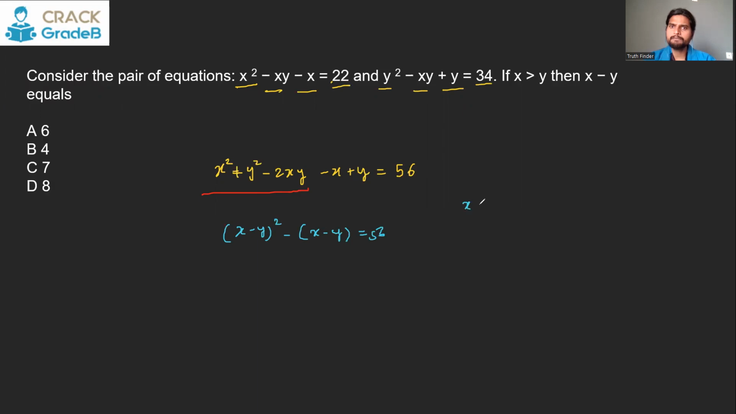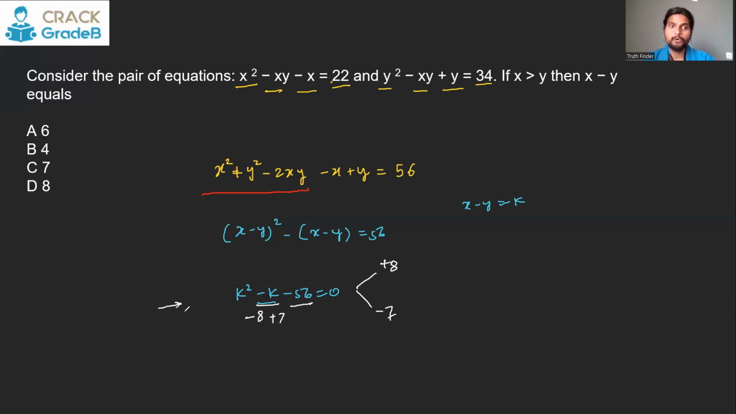And then you can just put x minus y equal to k and write it in terms of a quadratic equation. So that looks like k square minus k minus 56 is equal to 0. You just have to find the roots of this. So you have to break k in such a way that the product is 56. That means minus 8 plus 7. Minus 8 plus 7 is minus 1. Minus 8 into plus 7 is minus 56. So the roots are going to be plus 8 and minus 7.